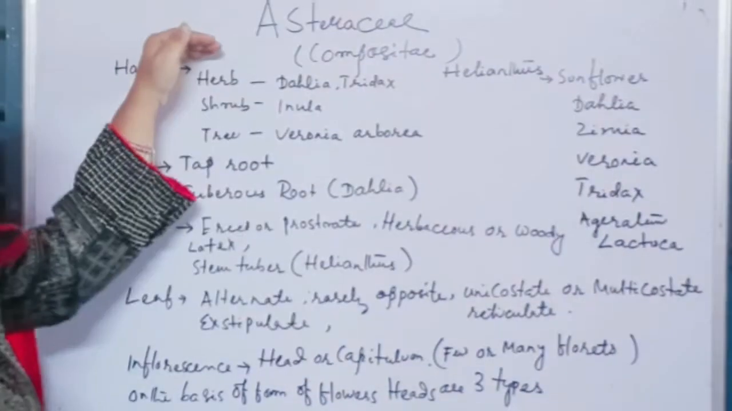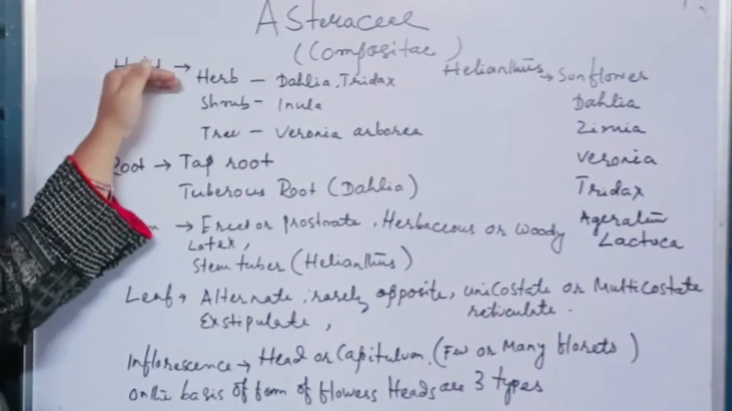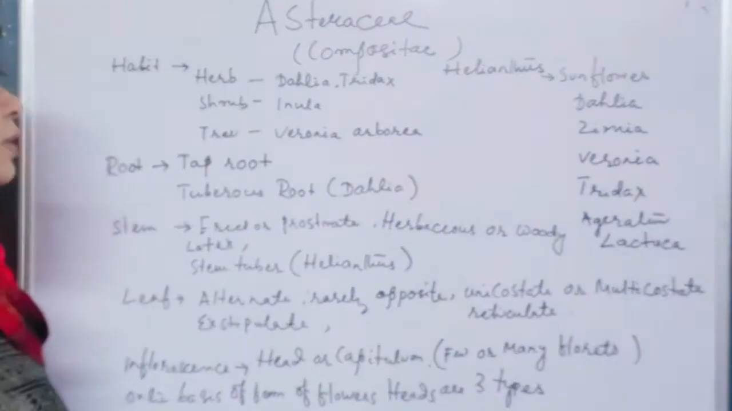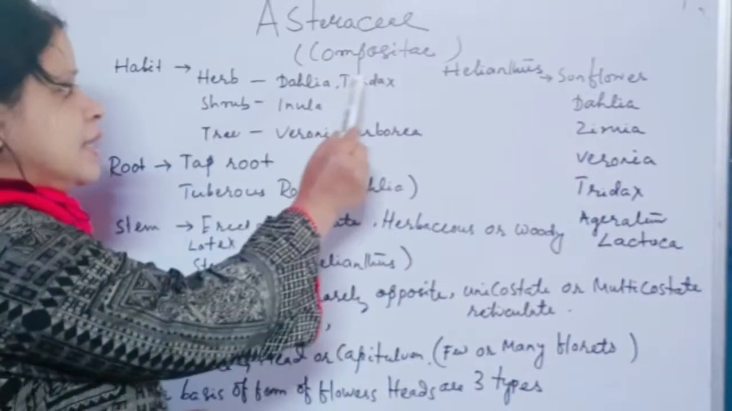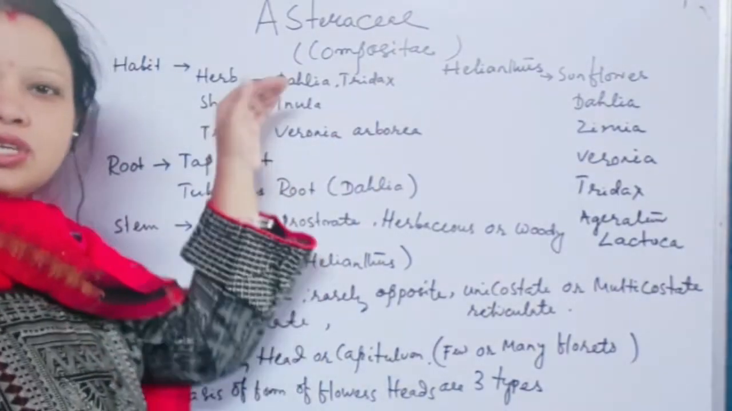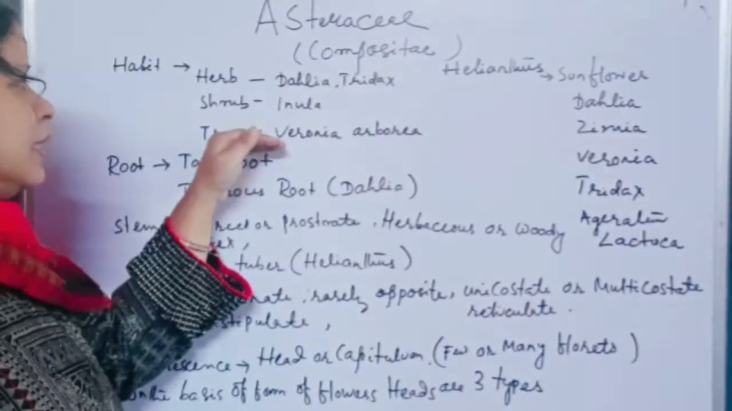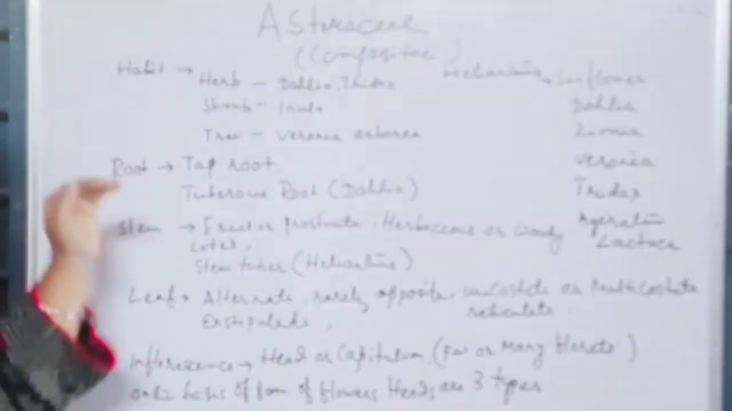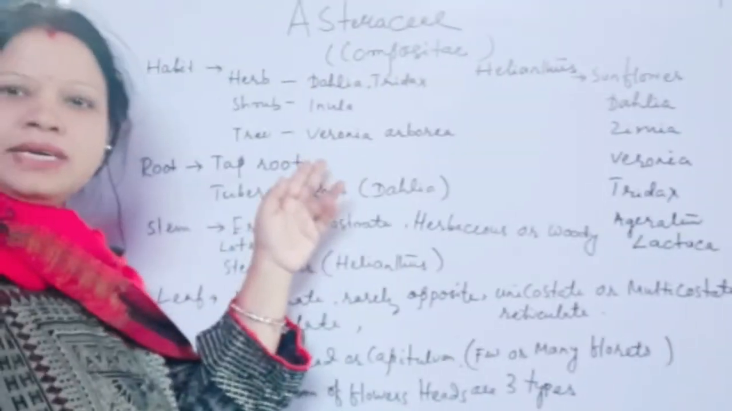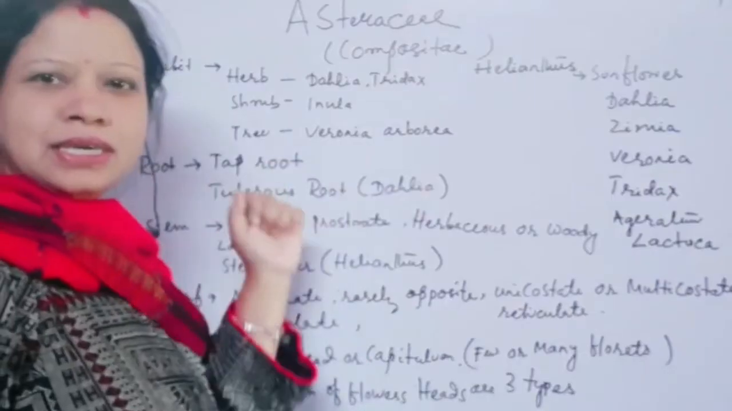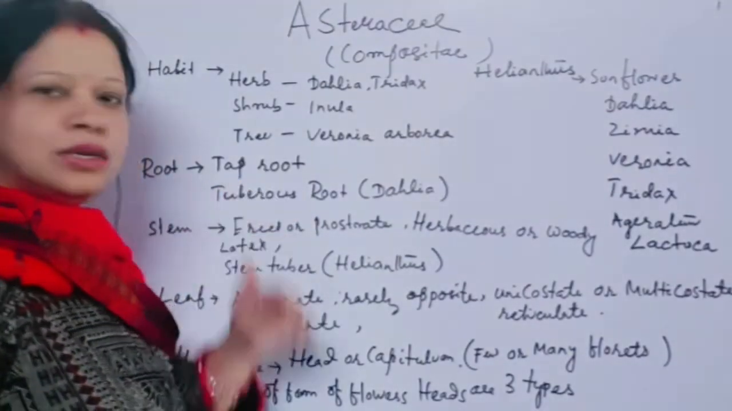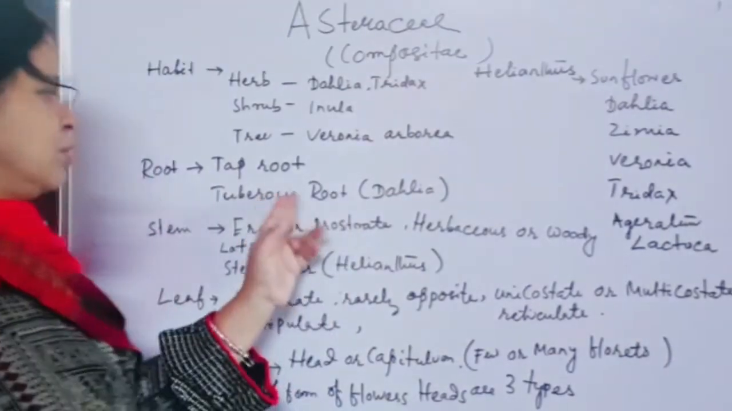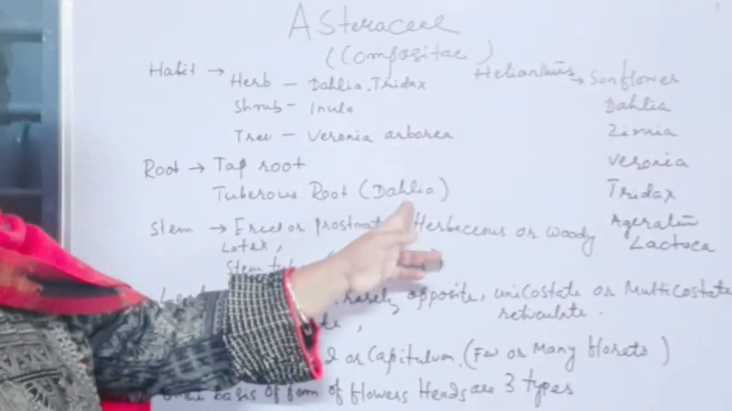First comes the description. First, habit: herb, shrub or tree. Some are herbs like dahlia and Tridax, shrub like Inula, and tree like Vernonia arborea. Then root. It is a dicot plant, so the normal tap root system is present, but in some cases the tap root is modified to form tuberous root, and this tuberous root is found in dahlia.